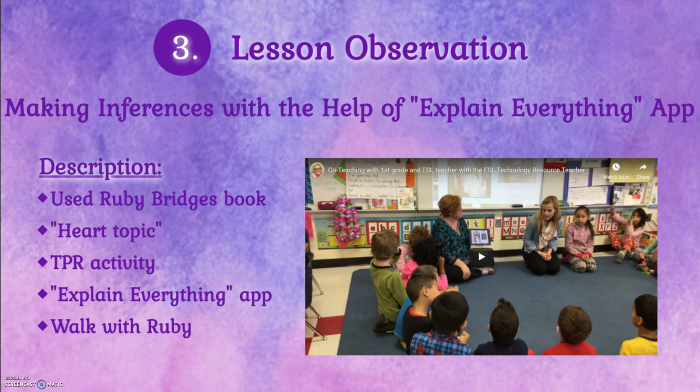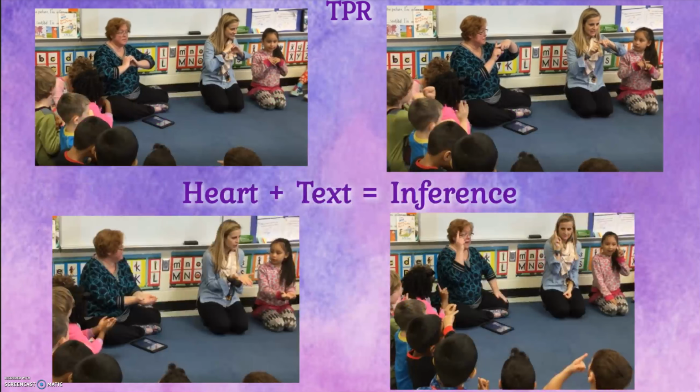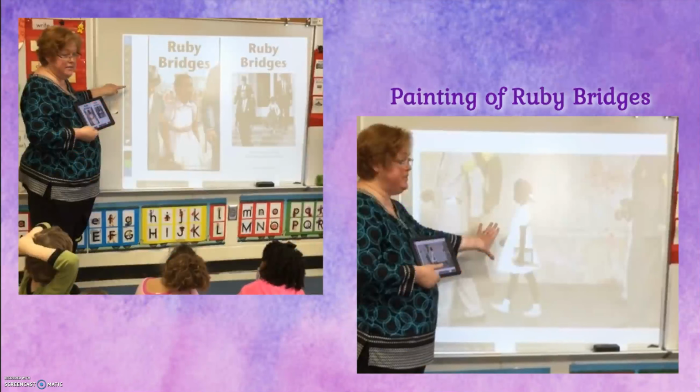The teacher started by talking with the class about empathy and how the lesson is about a heart topic. She connected to the students' prior knowledge by reminding them about how they had made inferences using a picture of Martin Luther King before. Then she used TPR to help the students remember and understand how to make an inference. Her saying was, "I take what is in my heart plus what's in the text and I make an inference." The whole class did the motions and repeated the words with her.